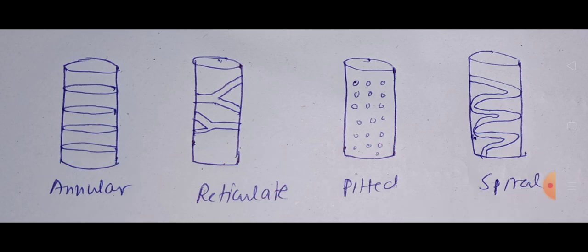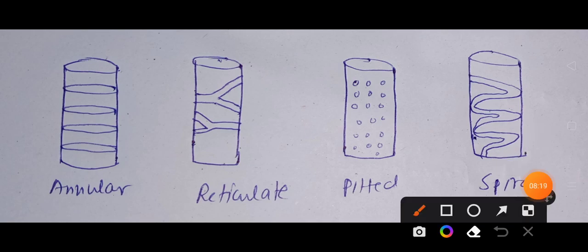Okay, so that is the idea of the primary cell wall and secondary cell wall. And in the next video, we will go deeper into the plant cell wall, where we will talk about the chemical composition of the plant cell wall in detail and the ultrastructure of the plant cell wall.